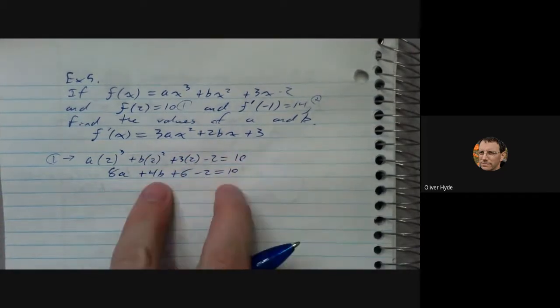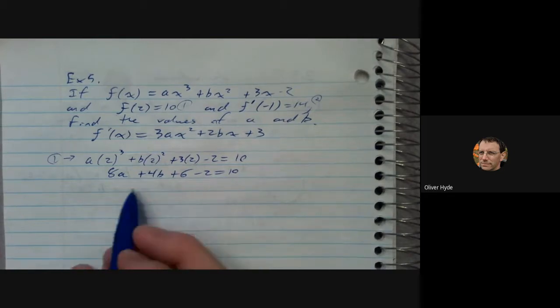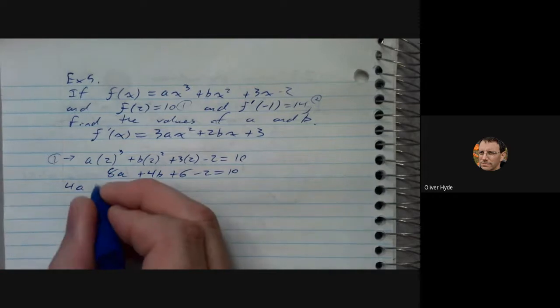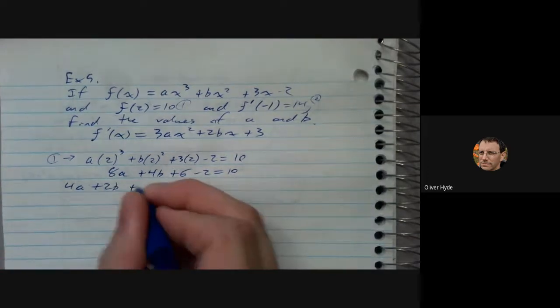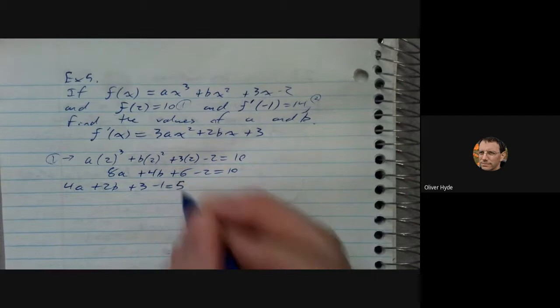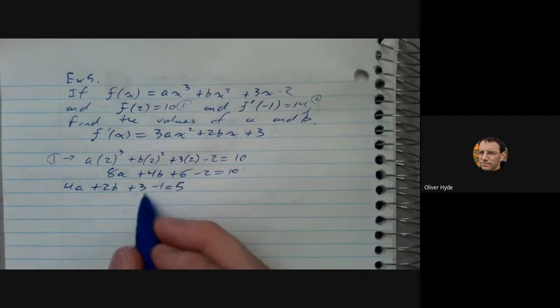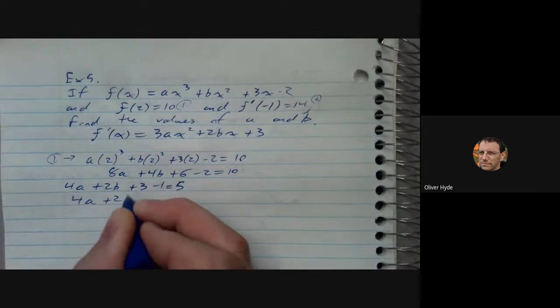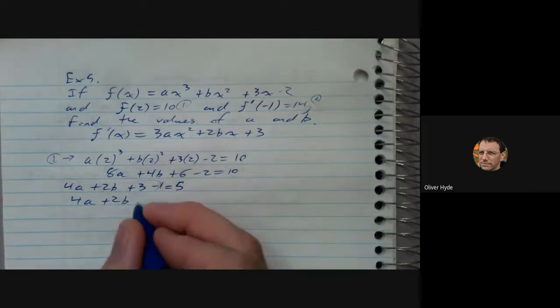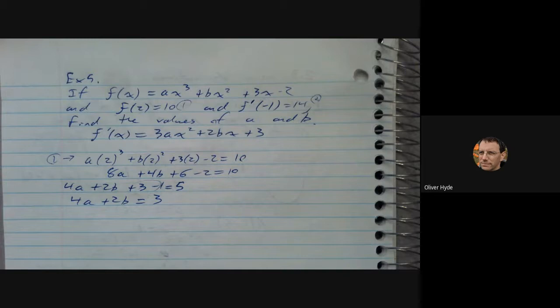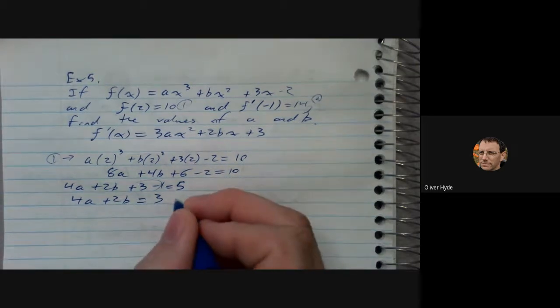But notice we do have other collection to do here. Instead of collecting, I think I'm going to divide both sides by 2 first. It's going to make my numbers smaller, and I find smaller numbers are usually a little bit easier to deal with. I wonder if I'm going to have another simplification. I don't think so. It's going to be 4a plus 2b plus 2. I subtract 2 from both sides, and I get equals 3. And I'll call this statement 3.